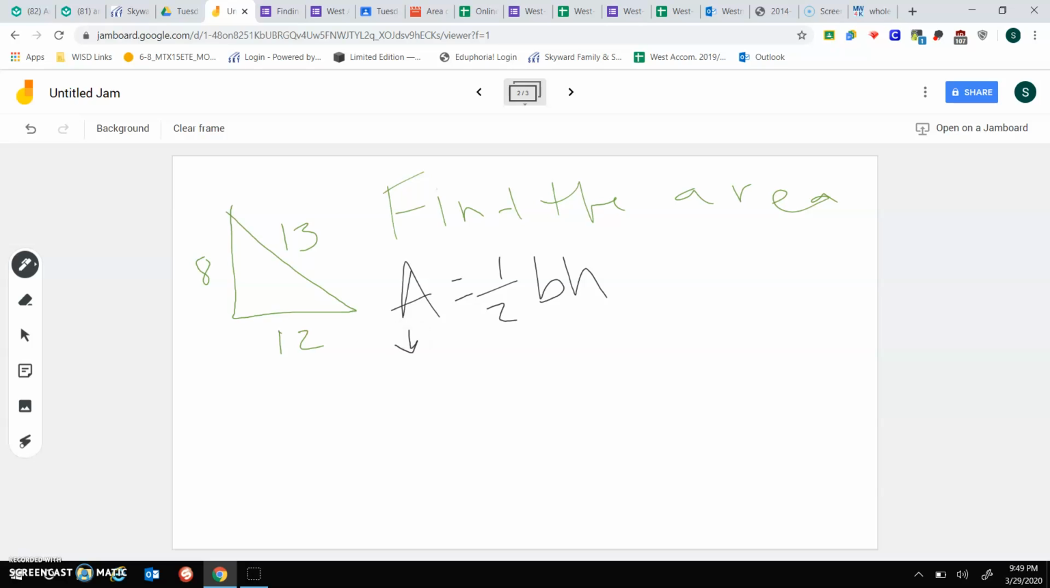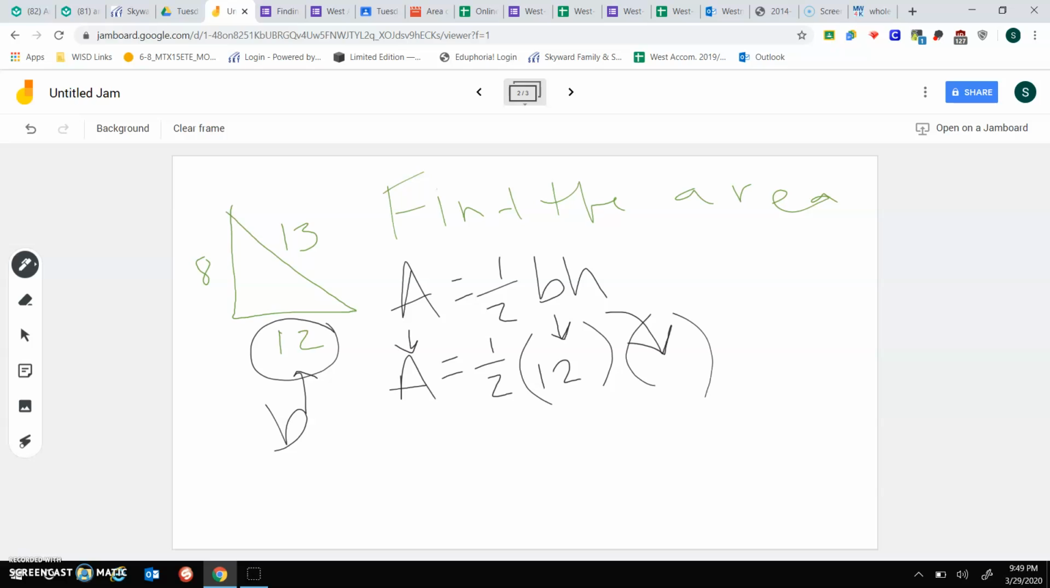Okay. And do we know what the area is? No. That's what we're trying to find. Do I know what the base is? Yes, the base is 12. Base again means the bottom. That's my base. So my base is 12.